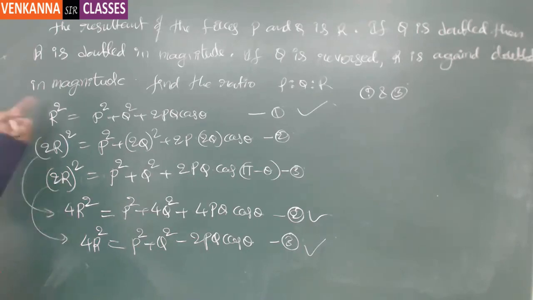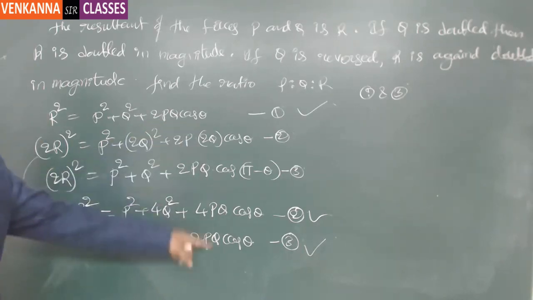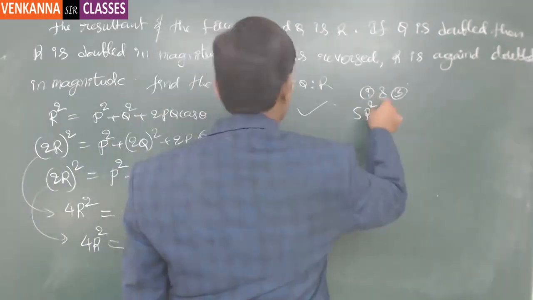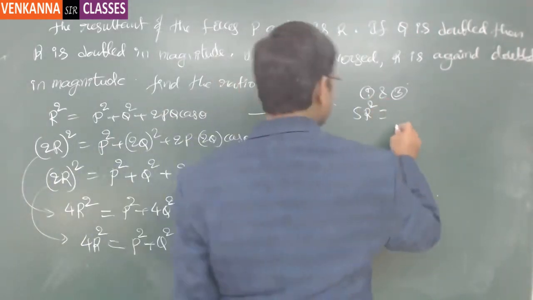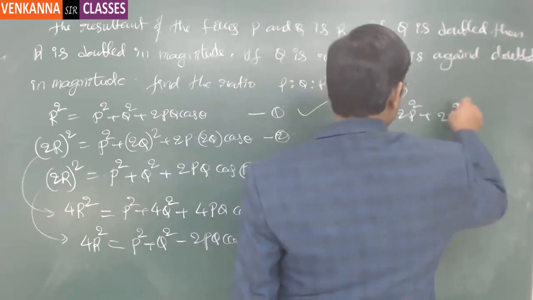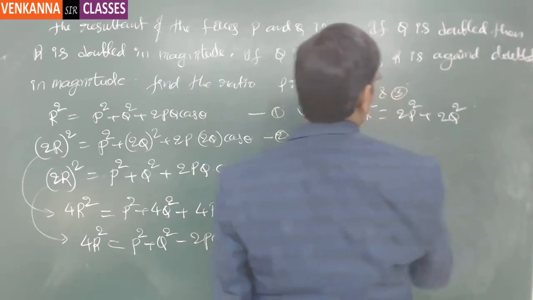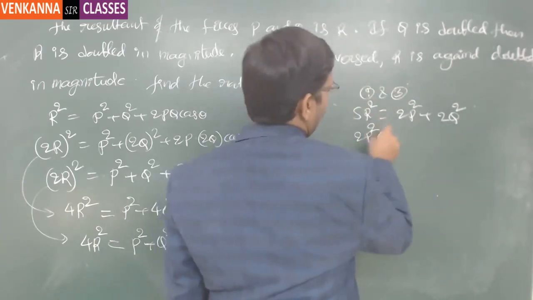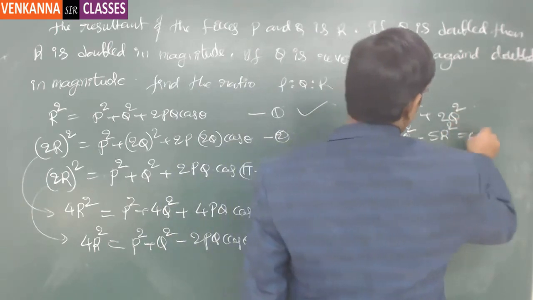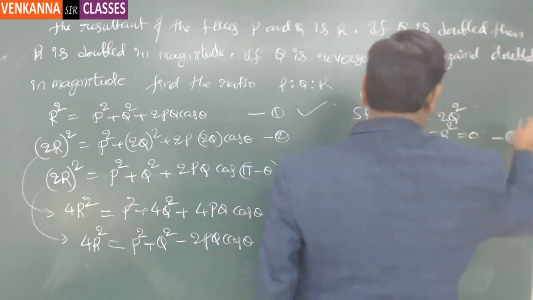So if you add these two equations, then 2pq cos theta will cancel out. Then 5r square is equal to 2p square plus 2q square. So I call this 2p square plus 2q square minus 5r square equal to 0. This is equation number 4.